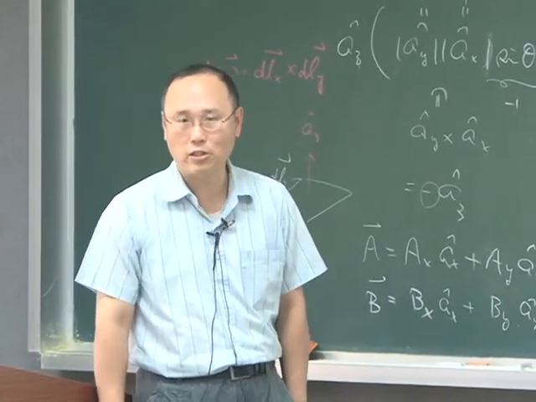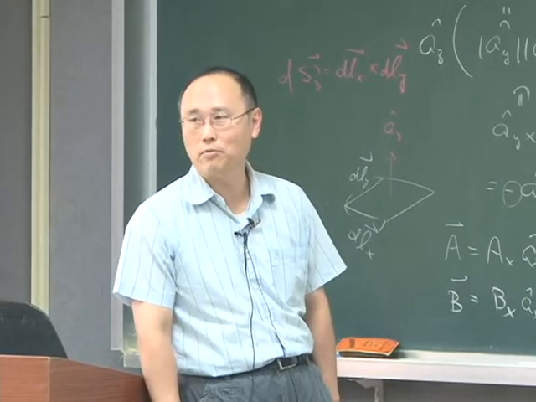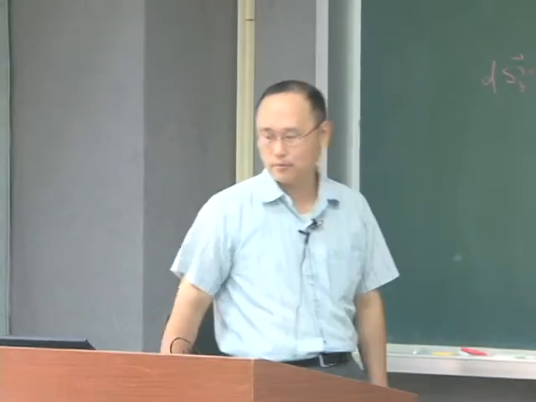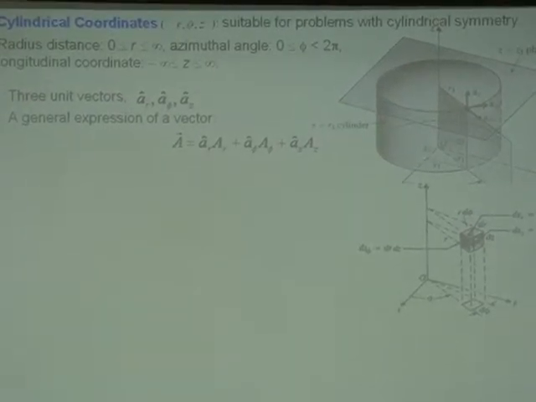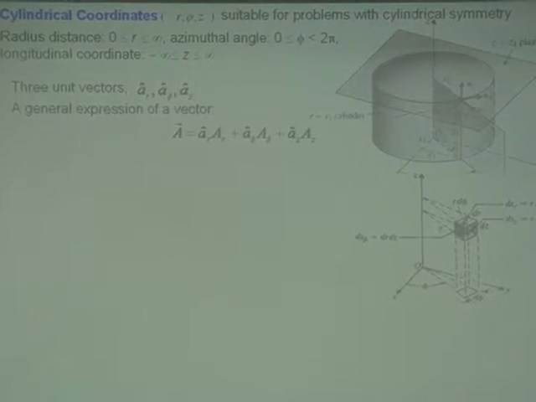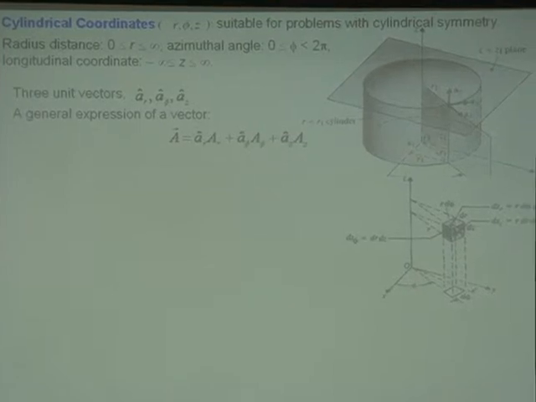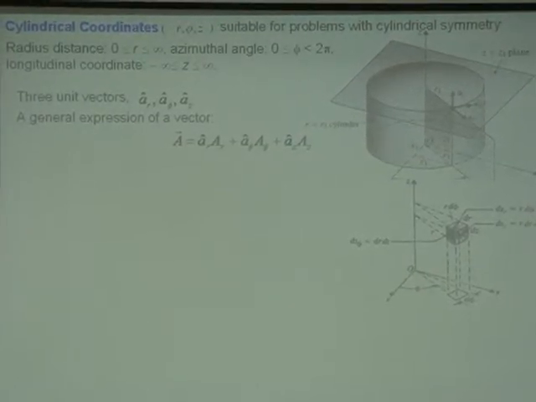The next coordinate system is a little bit complicated, but it's useful for solving problems with cylindrical symmetry. So let's take a look. So this is a cylindrical coordinate system. For any problems with this kind of symmetry, it's easier to use a cylindrical coordinate system to solve it. For example, if I have a transmission line, I have a waveguide that has a geometry of cylinder, then you use a cylindrical coordinate system to solve it.